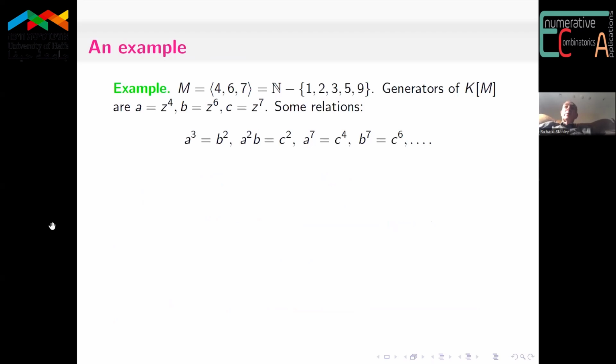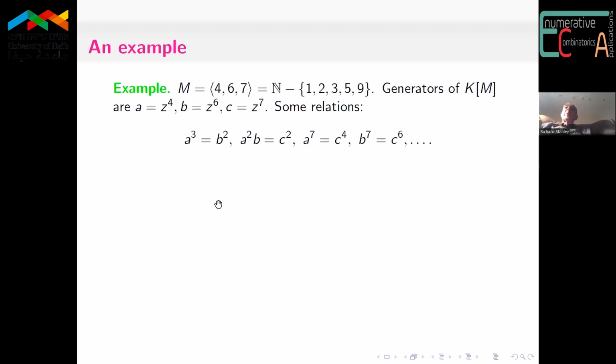Here's an example. Let's say the generators of M are 4, 6, and 7. So this is a numerical semigroup. The missing elements are 1, 2, 3, 5, and 9. The condition for being a numerical semigroup is that the GCD of all the generators is 1. So the generators of the semigroup algebra are Z to the 4th, Z to the 6th, Z to the 7th, corresponding to the generators 4, 6, 7 of M.